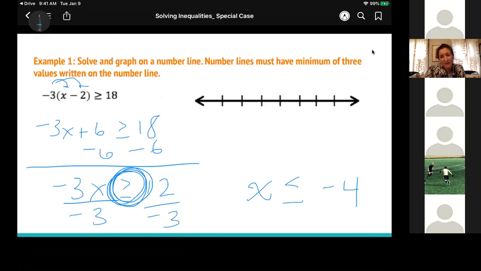So your Delta Math tonight practices that skill, that if you multiply or divide both sides by a negative, you also have to flip the inequality.